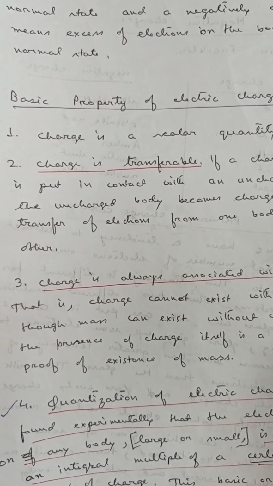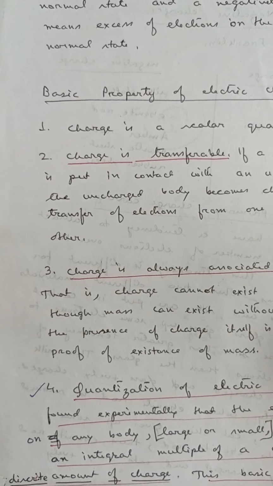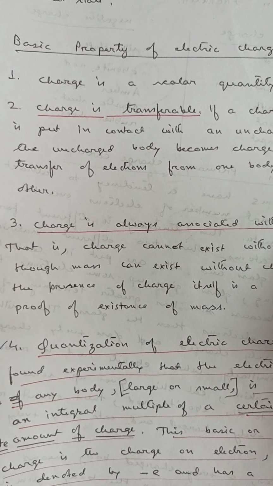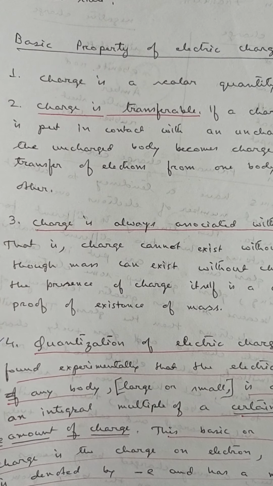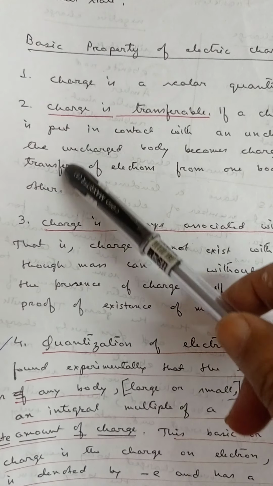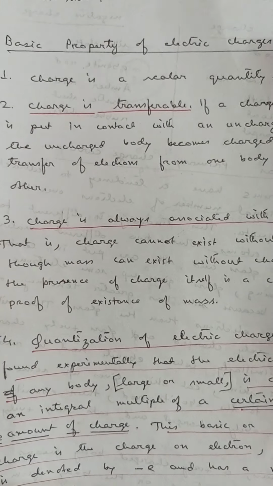This is the third lecture of the series. Today we are going to discuss the basic properties of electric charges. The first property is that electric charge is a scalar quantity. It is not a vector quantity.